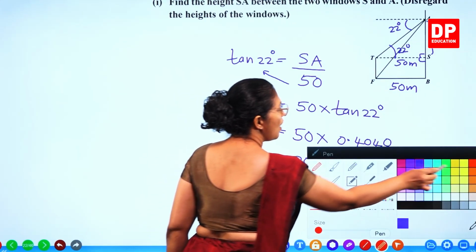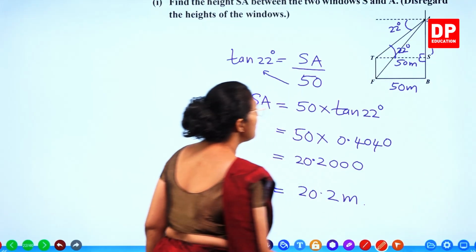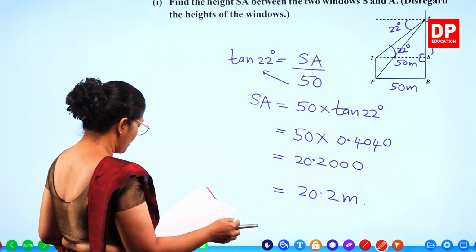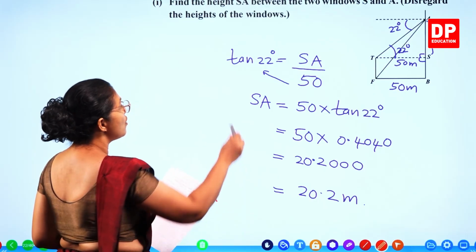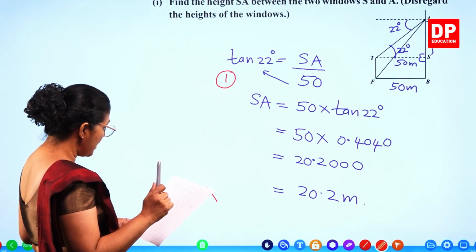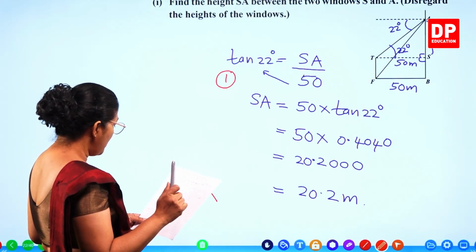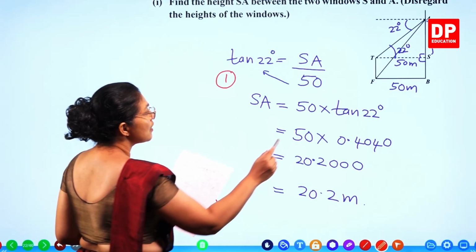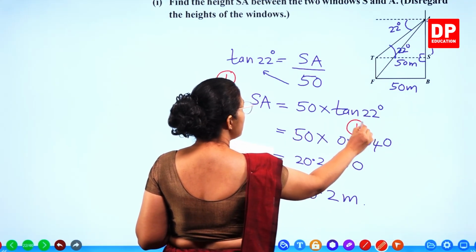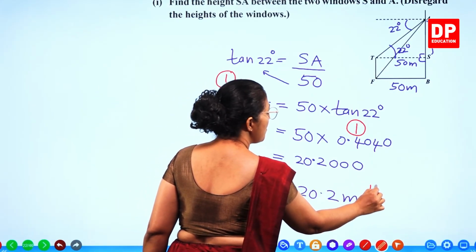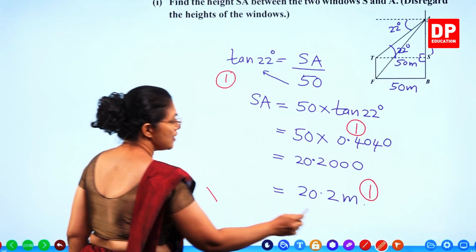So let's see how many marks we can give for this part. 1 mark for writing down the correct ratio and using the table. Tan 22, 1 mark, and finding the answer, 1 mark. So 3 marks given for this part.